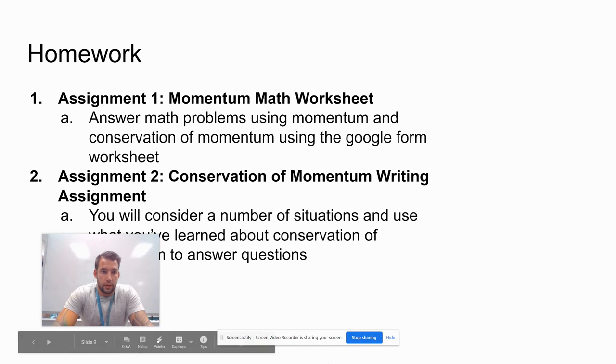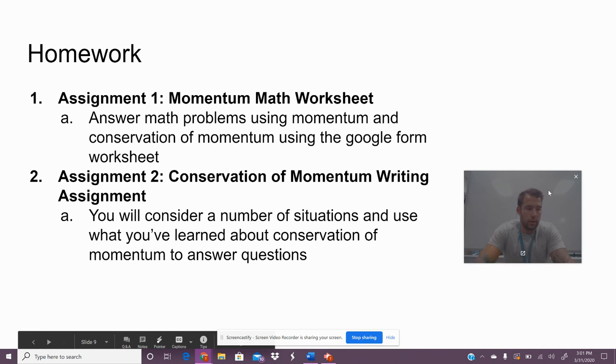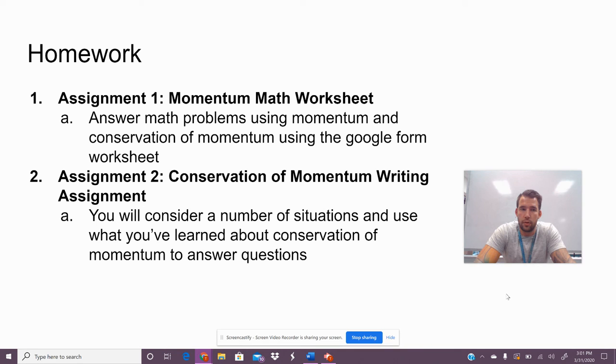All right, so I know that was a lot, but your homework assignment is as follows. There's going to be a momentum math sheet that you have to complete. It's going to have a lot of problems, kind of like what we just went over. And then assignment number 2 is going to be more of a writing assignment. You're going to consider different situations, and you're going to use what you learned about conservation of momentum to answer these questions. And there's a little more information on there. So good luck.